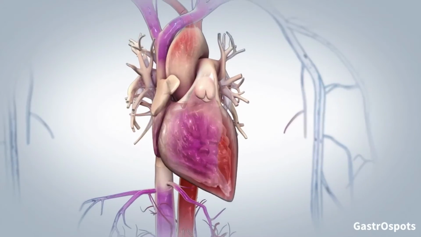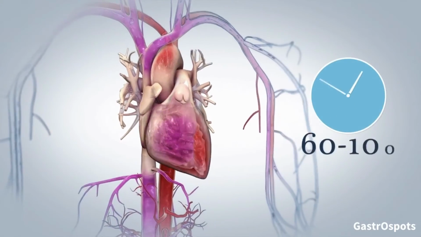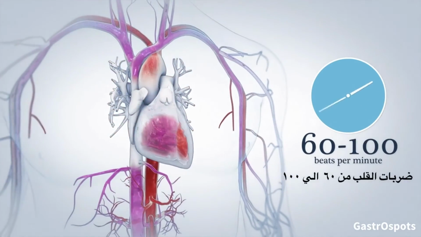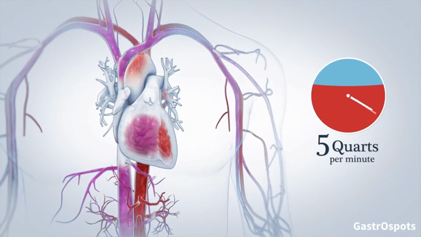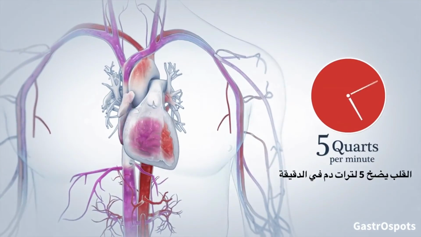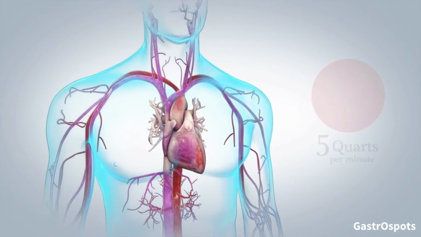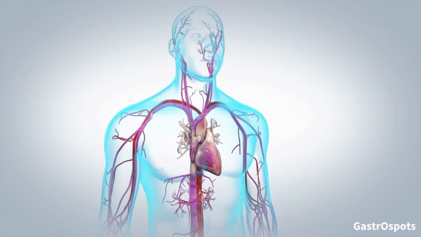Your heart beats an average of 60 to 100 beats per minute. In that 1 minute, your heart pumps about 5 quarts of blood through your arteries, delivering a steady stream of oxygen and nutrients all over your body.